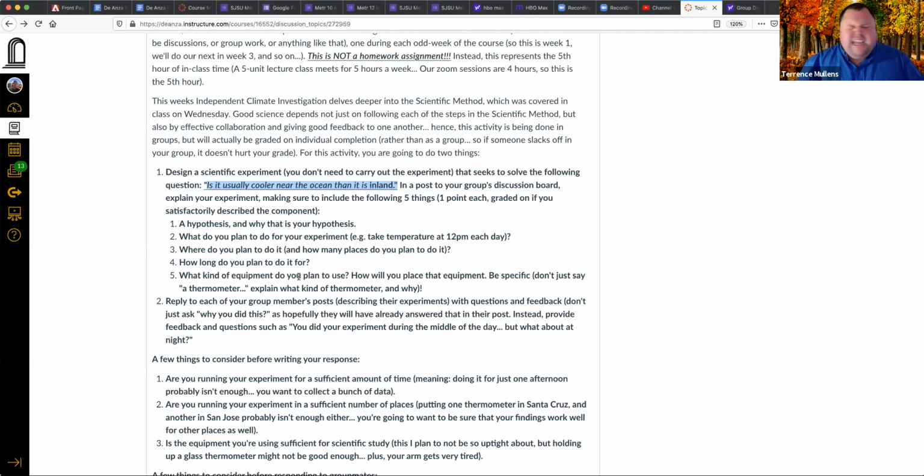And then finally, what kind of equipment do you plan to use? I'm not going to be strict about it, like I'm going to use a Kestrel scientific meter with a tripod at 2,000 feet. Just briefly describe what kind of instrument you're going to use. Don't just say a thermometer. Say, I'm going to use a glass thermometer mounted on a pole at a certain height, and I'm going to have somebody read it every day. So make sure that you describe what you're using to do this experiment.